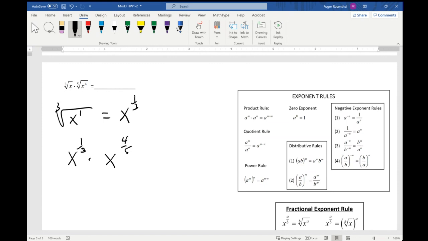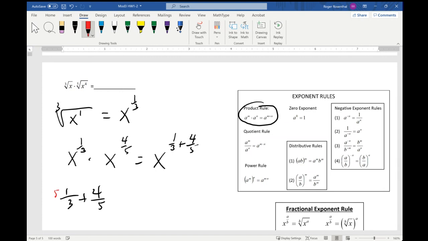Now we're going to use one of our exponent rules. We're going to use the product rule again. The product rule says this is equal to x to the 1/3 plus 4/5 power. Well, 1/3 plus 4/5. To add those fractions, I need to get common denominators. So I'll multiply the top and the bottom of this by 5, the top and the bottom of this one by 3. That will give me 5/15 plus 12/15, and that is 17/15.